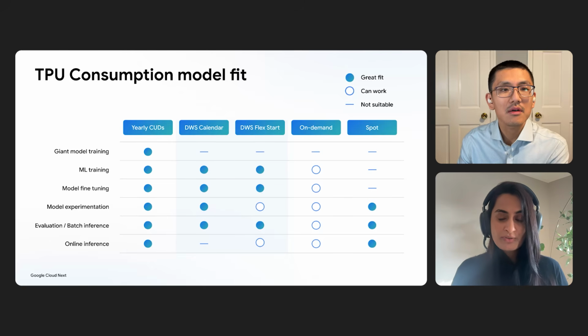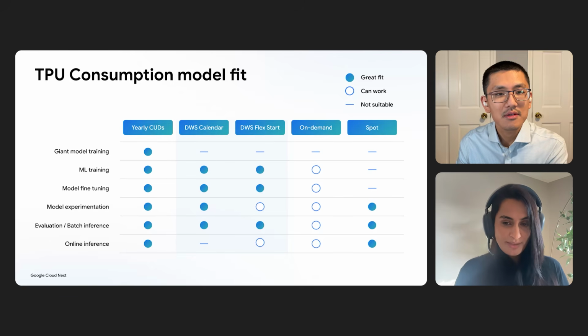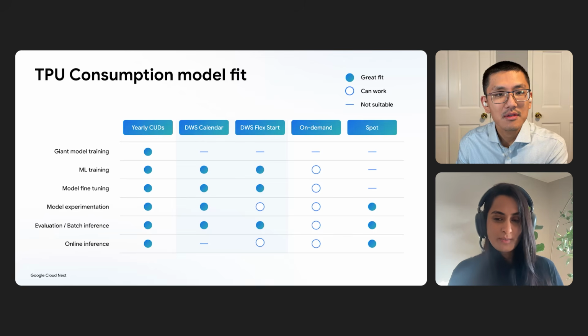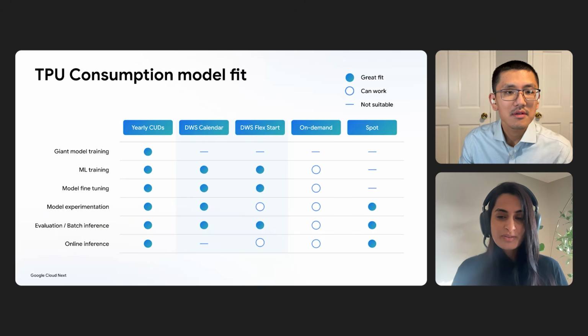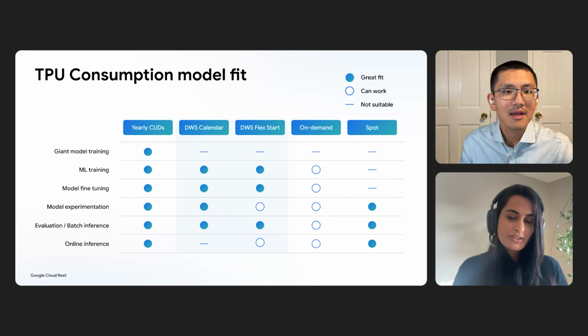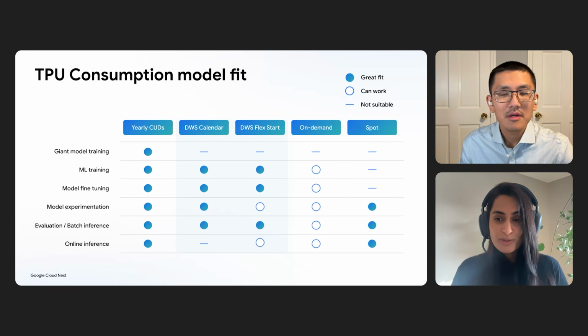And it comes with two flavors. One is called Flex Start mode. The other one is calendar mode. The Flex Start is basically time-flexible experiments for fine-tuning, batch inference, or training if you want to.